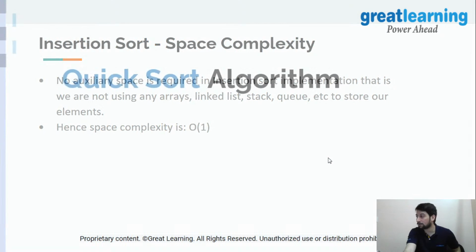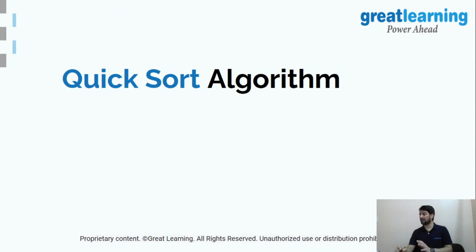Done. Now let's quickly move on, and is everything clear? Guys, just quickly give me a confirmation in the chat if each of these three algorithms is clear to you. Are you able to understand each and everything, so that we can move on to the quick sort algorithm? Guys, I'm waiting for your response.